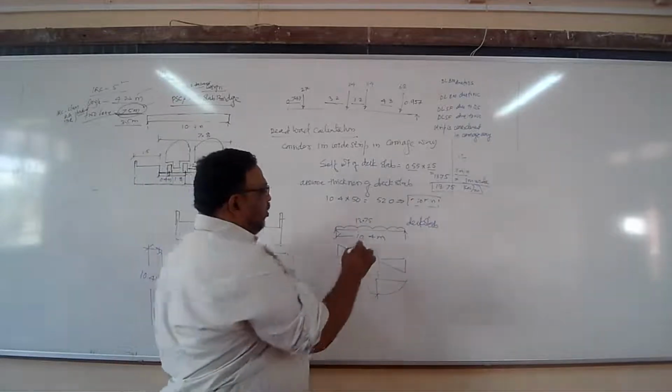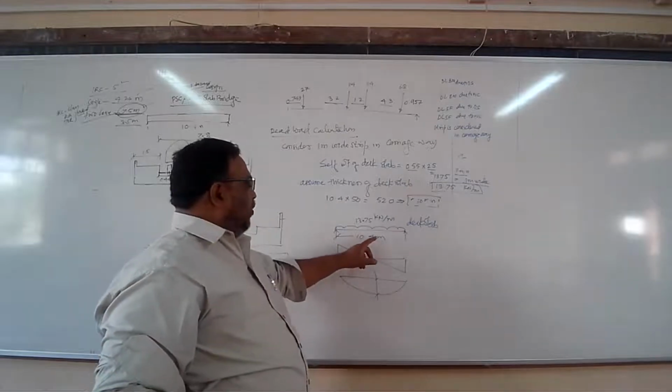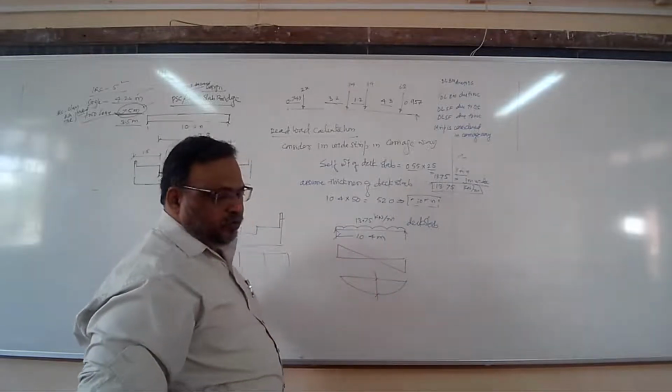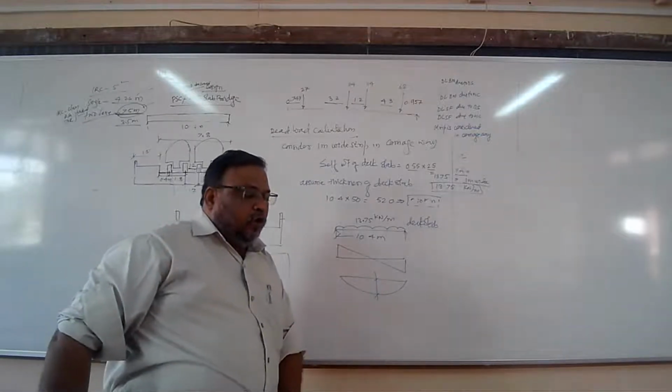Okay, that is kilonewton per meter, the intensity of load, multiplied by 10.4 divided by 2, to get the shear force. Let me have this answer, so that in reference to this, I will explain what to do next.